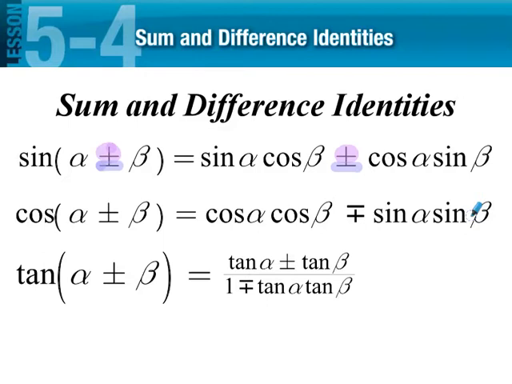Now the cosine one is a little different. There is not a typo on here. This is actually correct. And if you look at this one, this is different because this says the cosine of alpha plus or minus beta. So if I do the cosine of alpha plus beta, that's going to equal the cosine of alpha, which is the first angle, times the cosine of the second angle, minus.